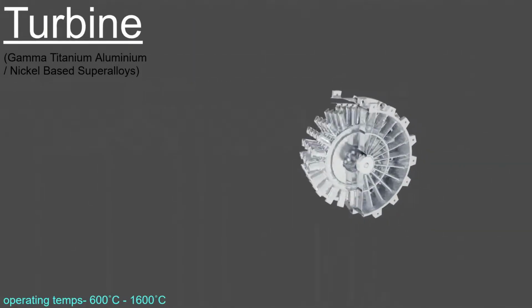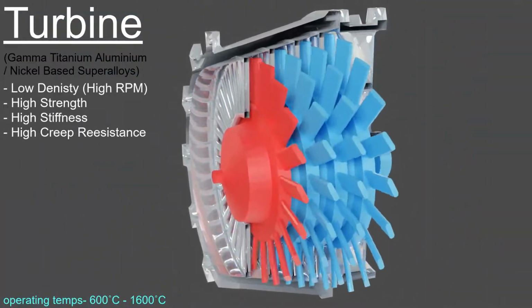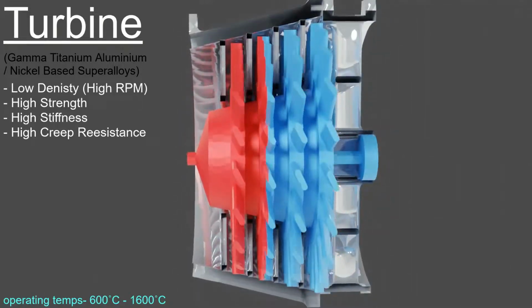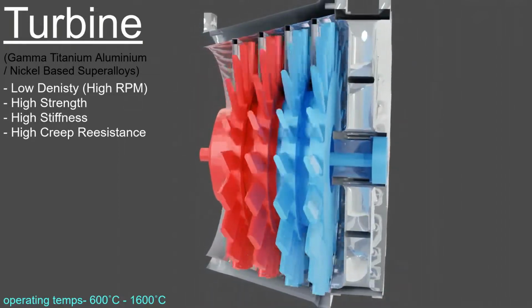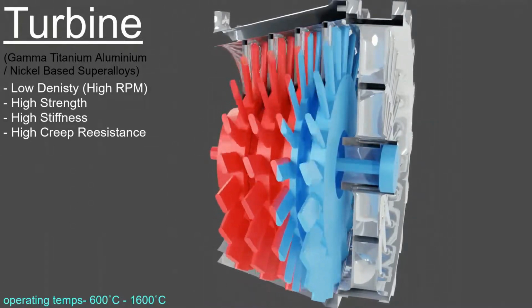Temperatures in the turbine are still high, so engineers may choose to use nickel-based superalloys again here. Gamma titanium aluminium was developed to have a very low density without sacrificing the strength of titanium. A ceramic coating on the blades further improves its heat resistance as it reduces the temperature gradient within the blade.